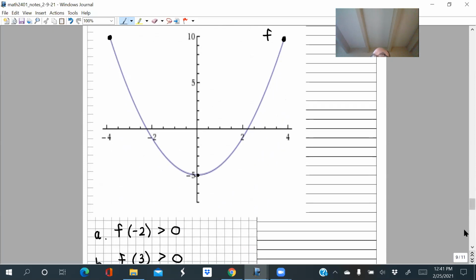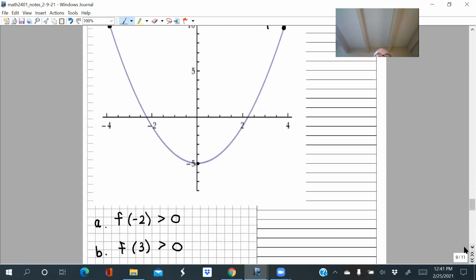The first questions are really easy. You don't need to know calculus to answer these questions. These are just true or false questions. First thing I want is f of -2, is that greater than 0? Is that true or is that false? Notice there's no f prime here, so this is not a question about rate of change. I just want to know, is f of -2 greater than 0? Or maybe it's not. What do you all say to that?